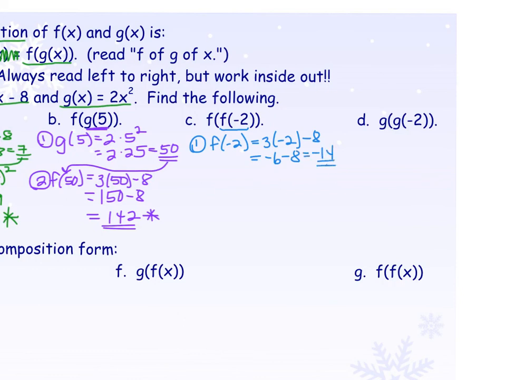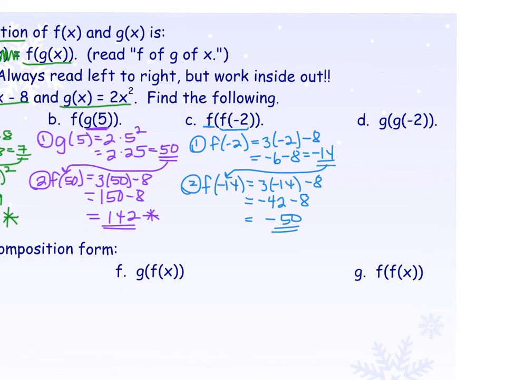So that output is the new input, but notice we're going to plug it back into the f of x function since f is on the outside and the inside. We're just going to plug it back into f of x again, but now we're going to substitute in negative 14. 3 times negative 14 minus 8. 3 times negative 14 is negative 42. If you subtract 8 from negative 42, we get negative 50.